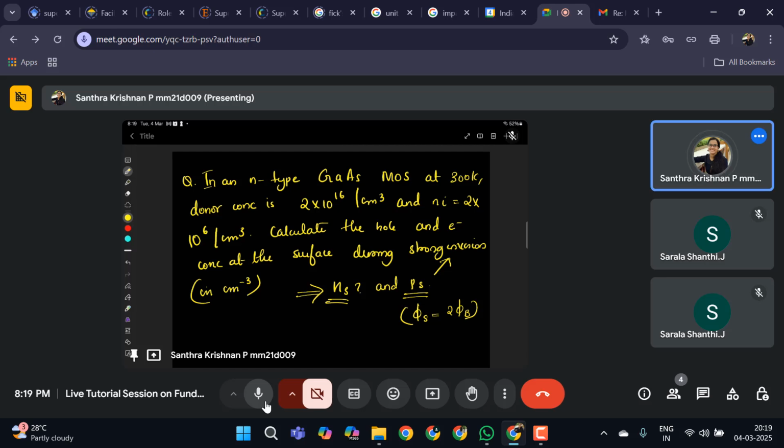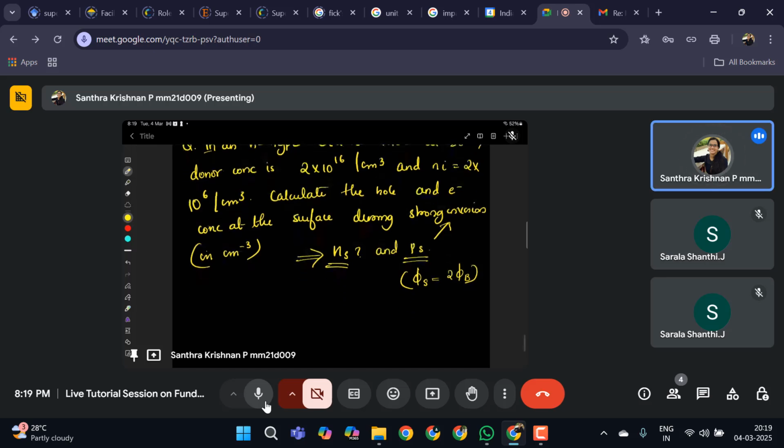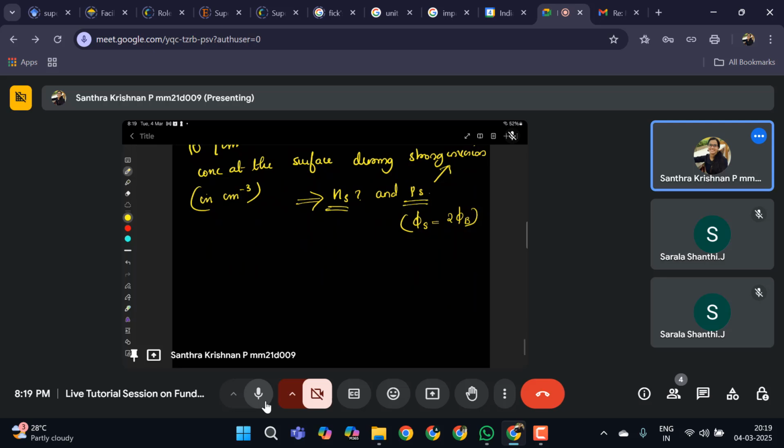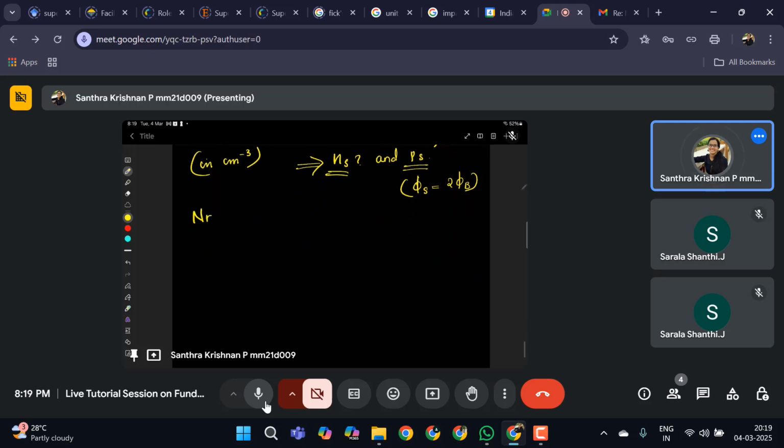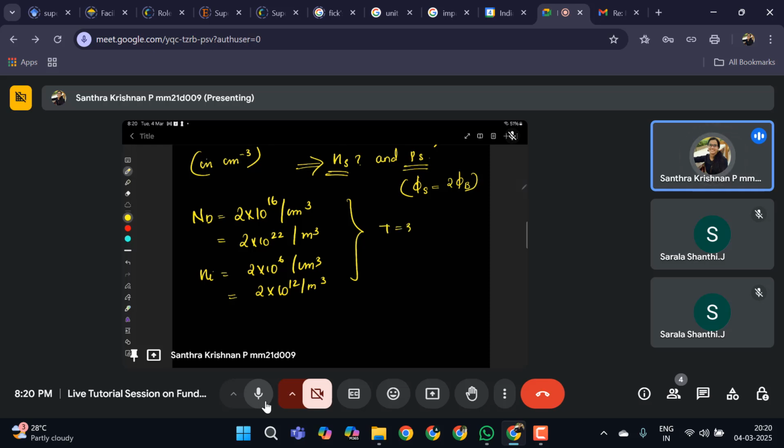Yeah. So in this question, basically what you have to do is, Nd is given to you as 2 into 10 power 16 per centimeter cube. So it basically becomes 2 into 10 to the power 22 per meter cube. And ni is given to you as 2 into 10 power 6 per centimeter cube, which becomes 2 into 10 power 12 per meter cube. And all of this happens at temperature equal to 300 Kelvin.